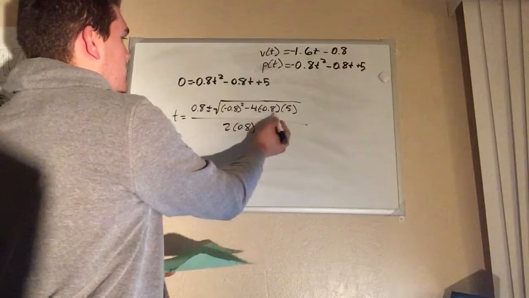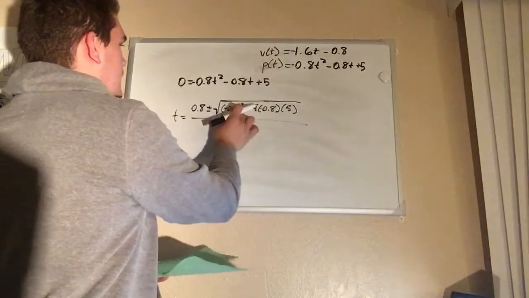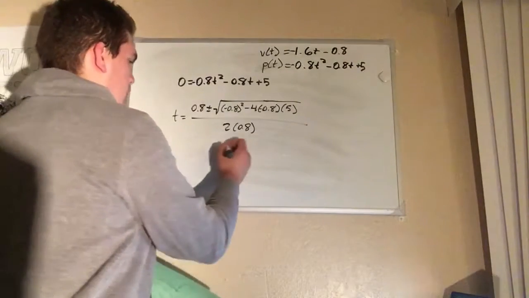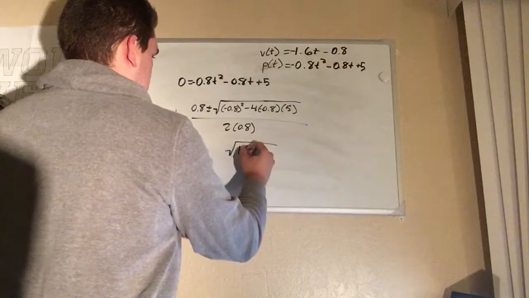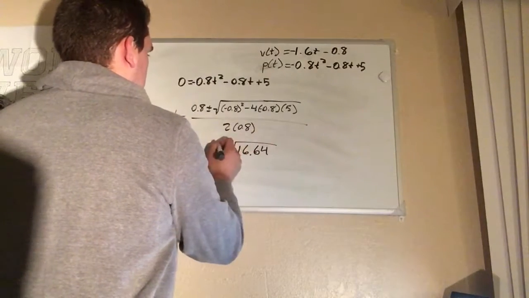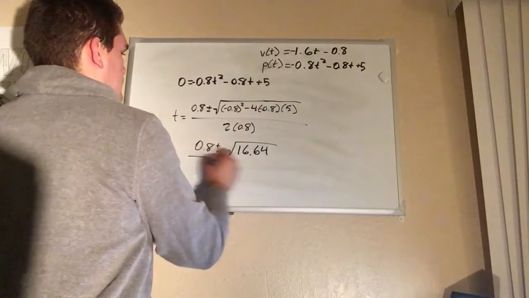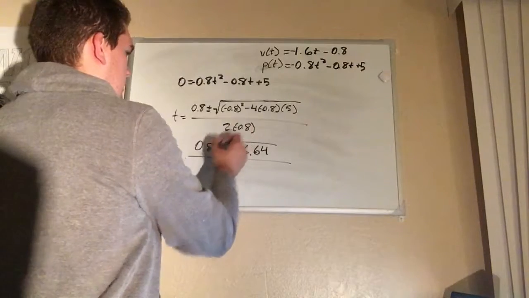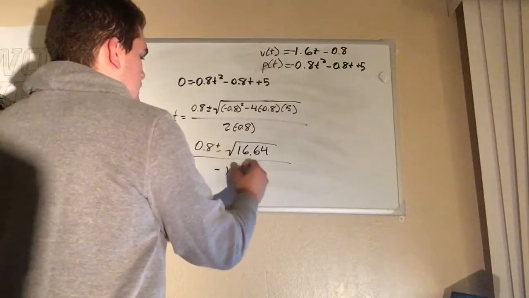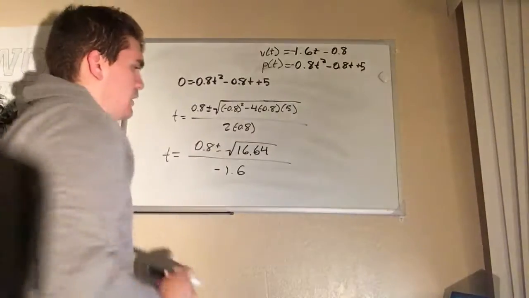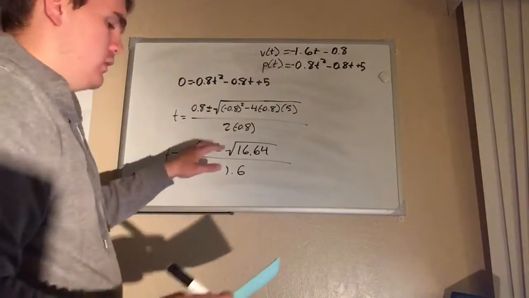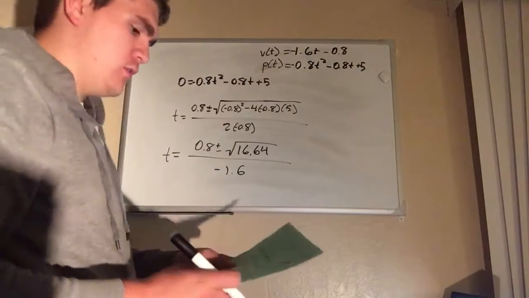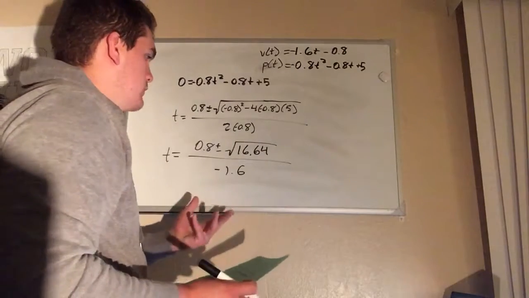And so, since you have two negatives here, you end up with positive 16 and then 0.64. Then you end up with the square root of 16.64. So it's 0.8 plus or minus the square root of 16.64 all over, and that's a negative as well, negative 1.6. So t is equal to that. And so this is the point where you will split it into two different things, and you'll find out when is it going to equal 0? Because we're finding the zeros of this function.